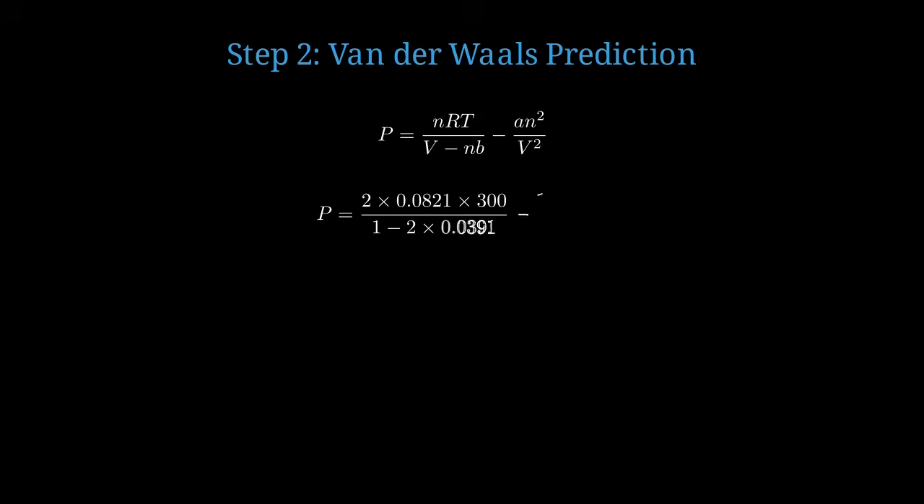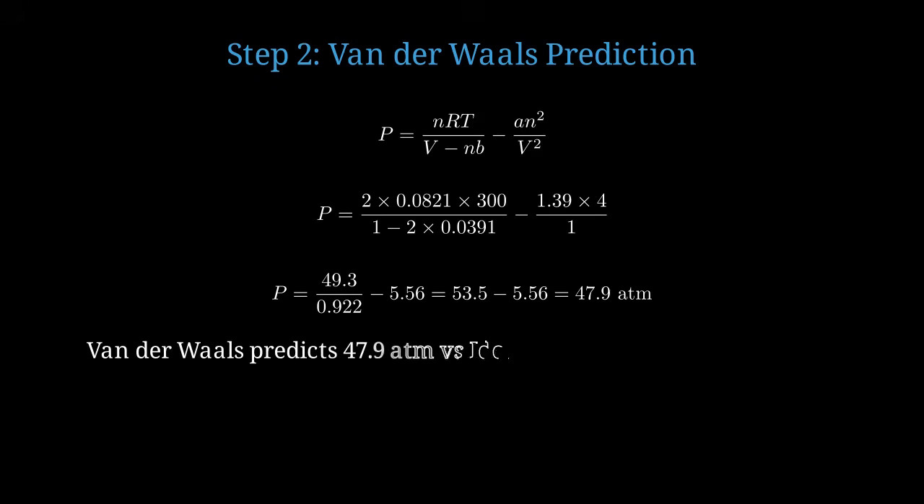Now let's use the van der Waals equation. Solving for P, we get P equals nRT divided by, open parenthesis, V minus NB, close parenthesis, minus AN squared divided by V squared. Substituting values, P equals 2 times 0.0821 times 300 divided by, open parenthesis, 1 minus 2 times 0.0391, close parenthesis, minus 1.39 times 4 divided by 1. This equals 49.3 divided by 0.922 minus 5.56, which equals 53.5 minus 5.56, giving us 47.9 atmospheres.